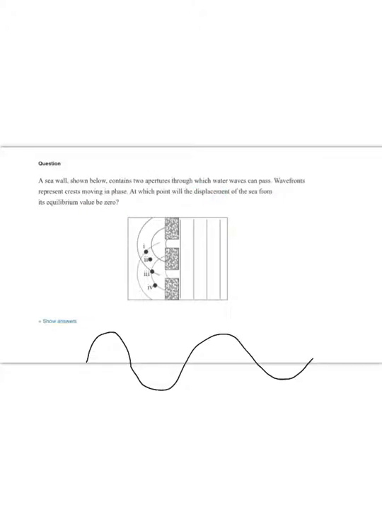Now, the question asks, at which point will the displacement be equal to 0? So what we're thinking about here is destructive interference. So we're looking at a point where a crest meets a trough from a different wave. So here we're looking at where a crest meets the middle of the other wave. And you can see the only place that happens is here. Here we've got the crest of this wave meeting the trough of this one. So you're getting that destructive interference.